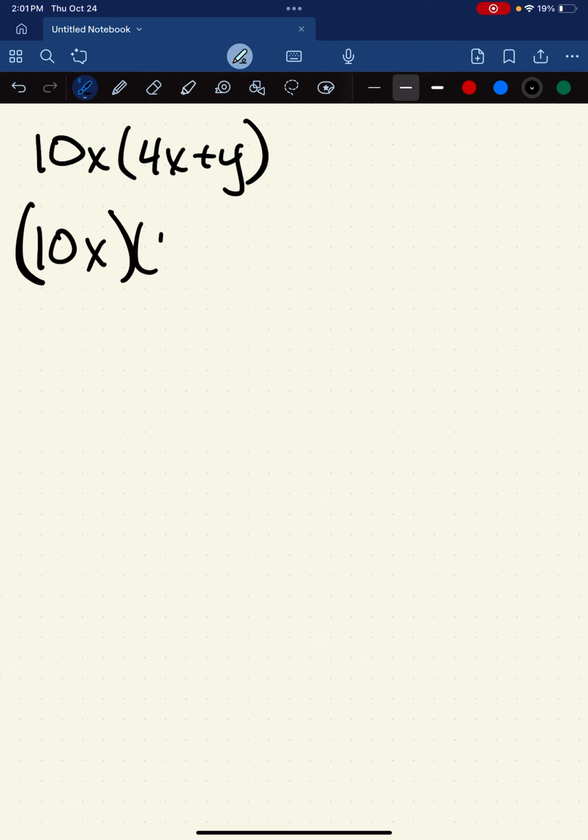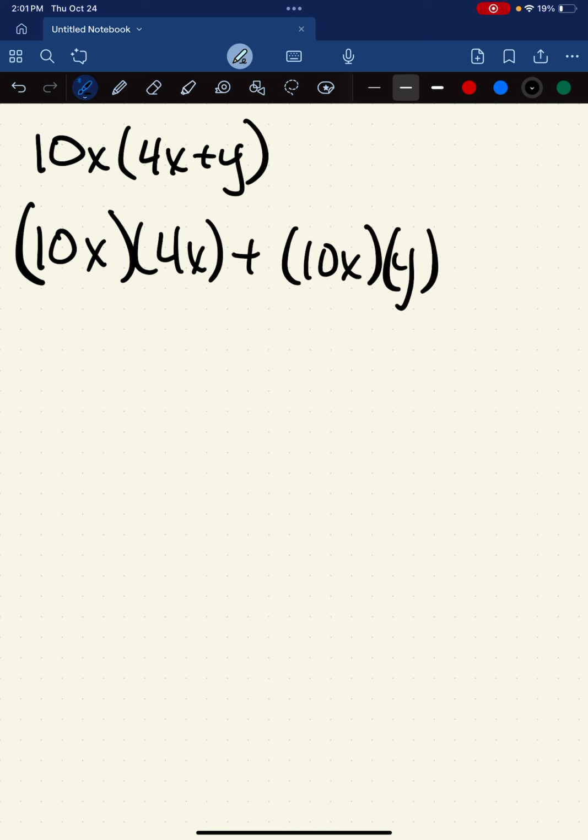Now let's multiply. Again, it works just like you would think. We're going to first multiply with monomials. 10x times (4x plus y). But we're going to use the distributive property, and we know that that's the same thing as 10x times 4x plus 10x times y. 10x times 4x, I'll go ahead and explicitly do this time.